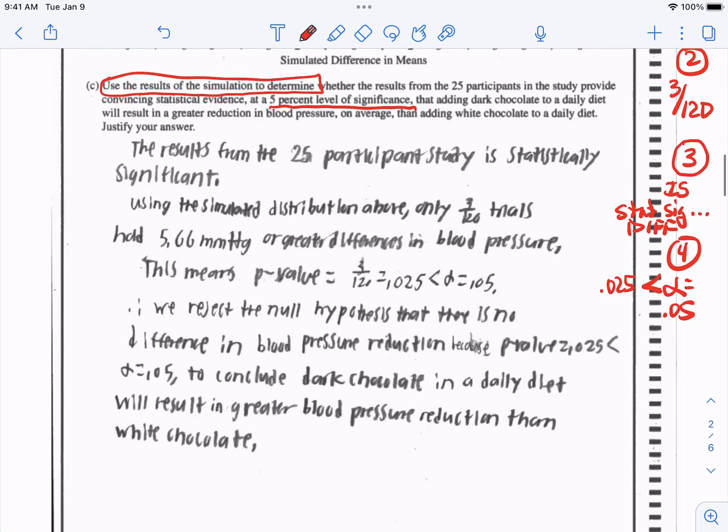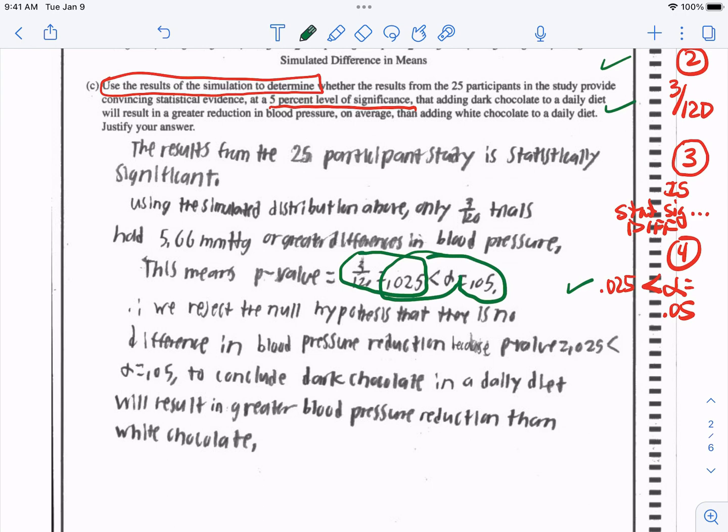So let's see how this student got all 4 pieces. First of all, they calculated the p-value correctly. So these are 2 pieces of the credit right here. So the work and the p-value are both right there next to each other. And then they mentioned that 0.025 is less than alpha, which is 0.05. So they've got the 4th component. So they've got the first component and the second component already. And they've got the 4th component of the linkage.